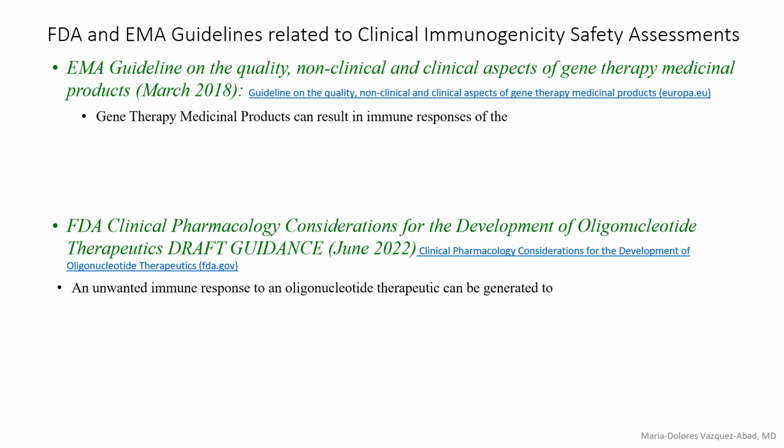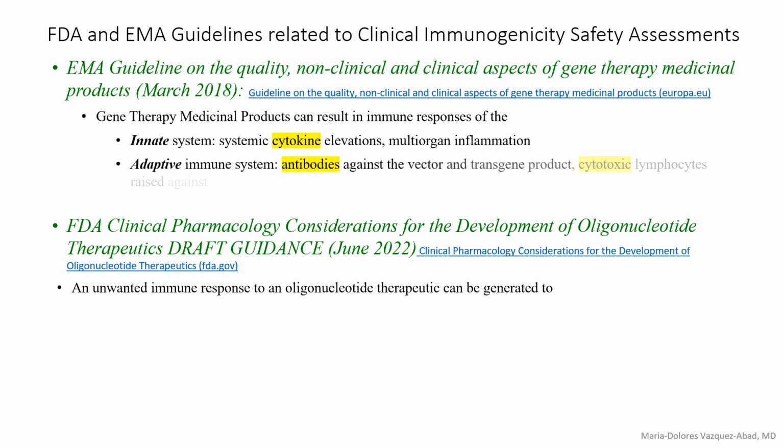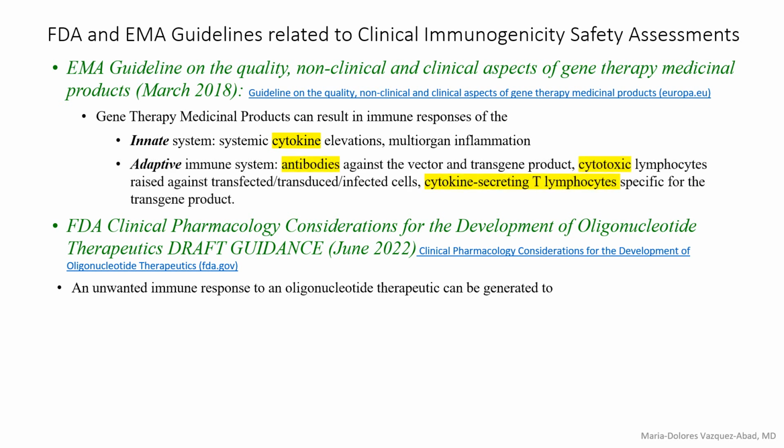These two guidelines further specify. The gene therapy guideline for EMA says you need to look at potential innate system responses that are characterized by cytokine elevations and inflammation. But you also need to look at adaptive immune system response. It could be antibodies, it could be cytotoxic lymphocytes, or cytokine secreting T lymphocytes. And it could be either to the vector or to the transgene product. And as we saw, they also say to the whole drug.